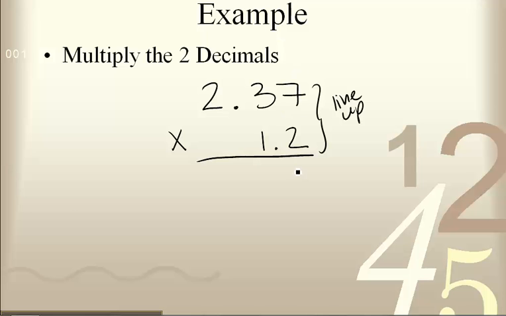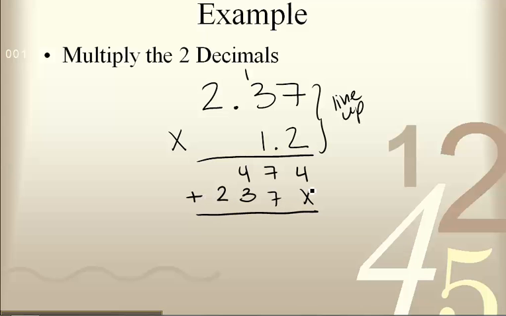So 2 times 7 is 14. Carry up the 1. 3 times 2 is 6. 6 plus 1 is 7. 2 times 2 is 4. And x to represent that we're shifting 1 over. So 1 times 7 is 7. 1 times 3 is 3. And 1 times 2 is 2.